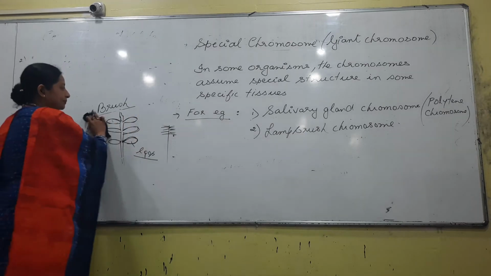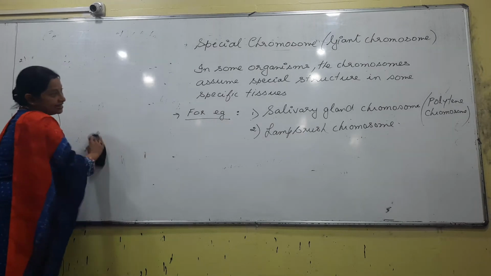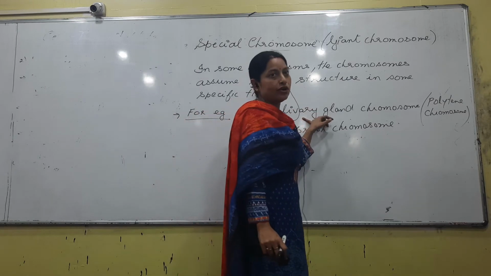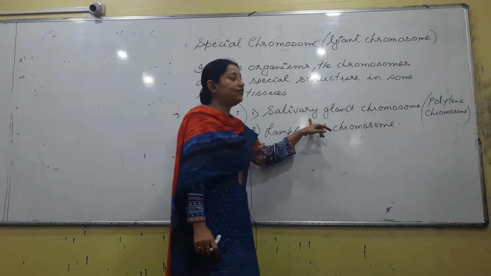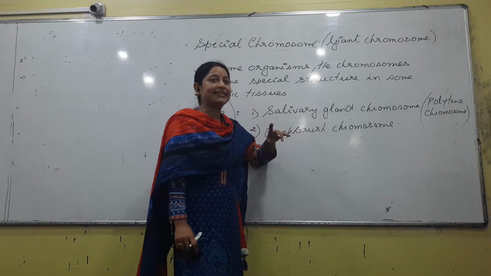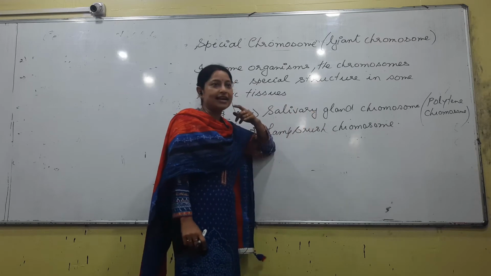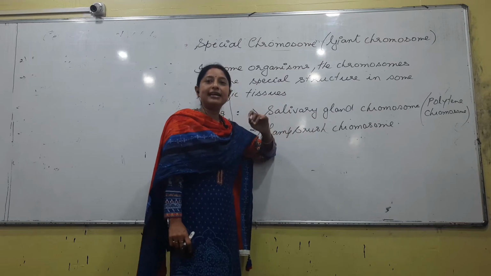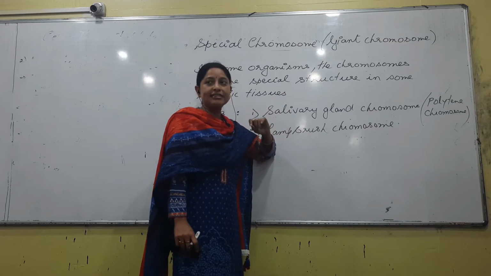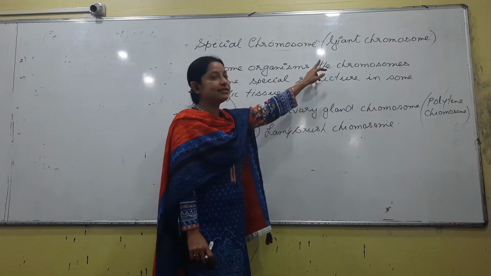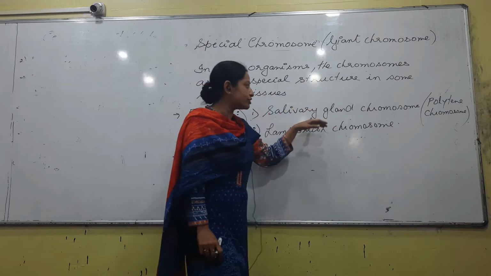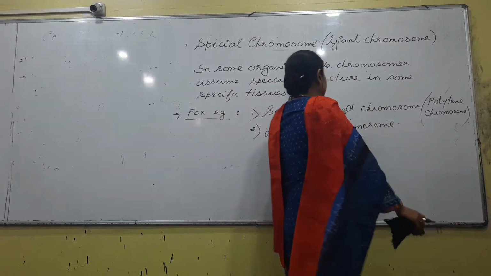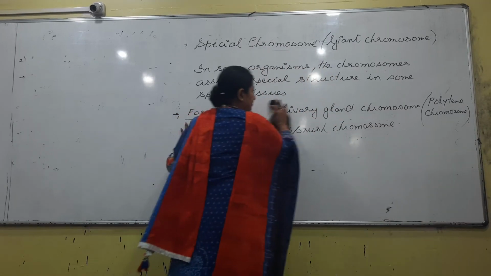I will write it down. So first heading: salivary gland chromosome. So one type of giant chromosome was discovered in the salivary gland of a particular insect, right? Salivary gland, we understand, no? When the salivary gland of a particular insect was studied, they saw that a special type of chromosome appeared, and so the chromosome was called salivary gland chromosome, because it was found there.